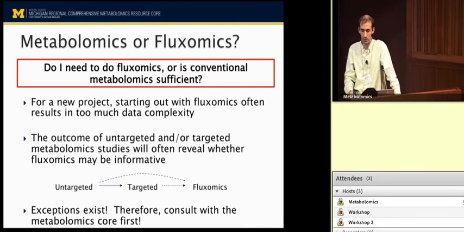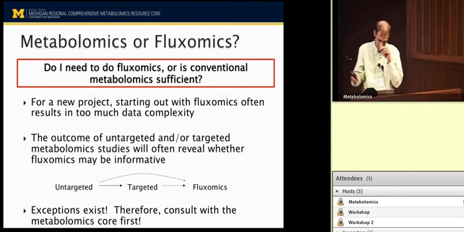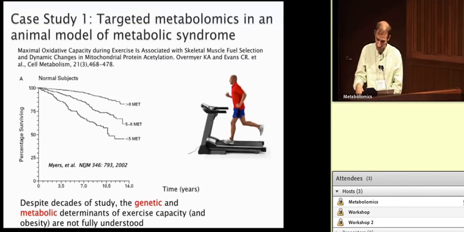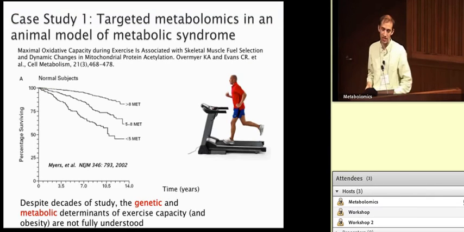Other questions before I move on to examples? It's a relatively long talk. Okay, let's keep going. If any questions at the end, we'll get there. So case study 1 is targeted metabolomics, and I'm going to use research that I've been working on for the past several years. I'm going to use an example in an animal model of the metabolic syndrome, and if any of you are familiar, these are our low capacity and high capacity running rats.